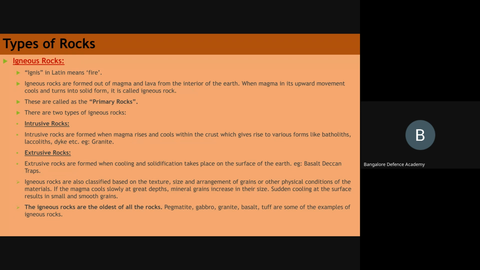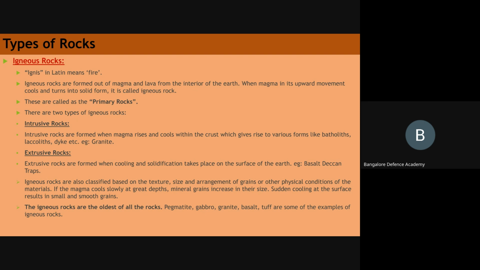So there are two types of igneous rock. One is intrusive igneous rock, formed because of magma rising within the crust, which gives rise to various forms like batholiths, laccoliths, phacoliths, lopoliths, sills and dikes. These are all the forms of igneous rock formation. So what are the examples of it? Granite. Okay, you're right, these are the examples.